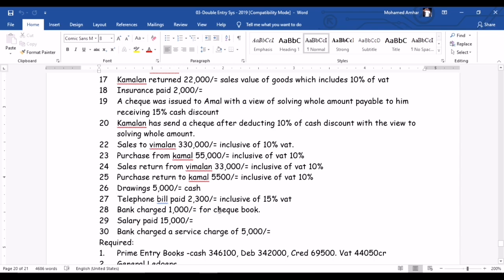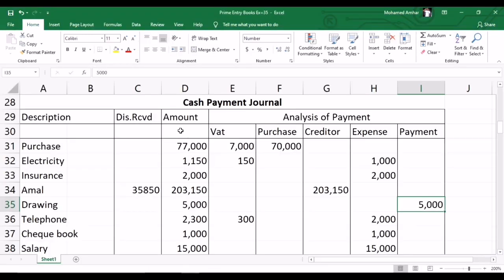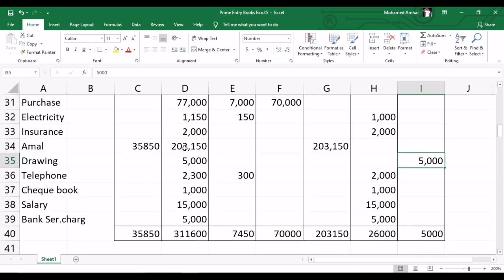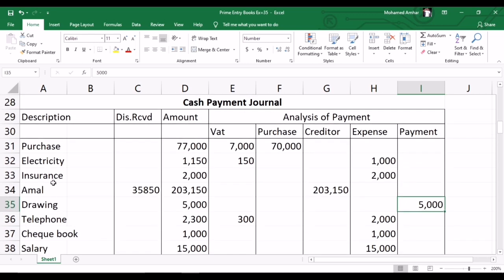Right. Now next date is 27. Telephone bill paid 2,300 inclusive of 15% VAT. So 15% VAT is 300. So a telephone bill payment is a payment, no? So write it in your worksheet under the cash payment journal. Here, cash payment journal. Telephone charge 2,300 and inclusive VAT is 300 and the balance 2,000 show under the expense.